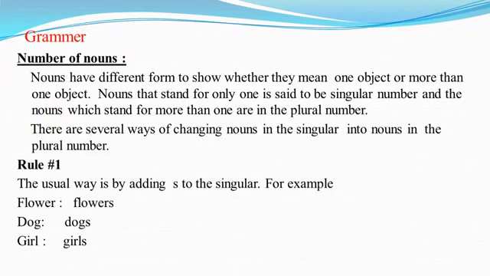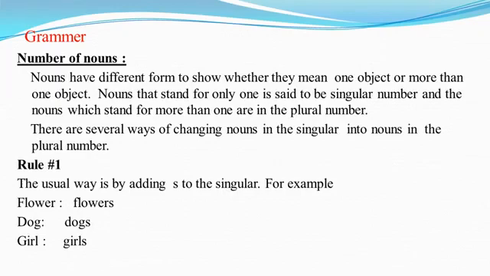Number of nouns. Nouns have different forms to show whether they mean one object or more than one object. Nouns that stand for only one are said to be singular number, and the nouns used for more than one are in the plural number. There are several ways of changing nouns in the singular into nouns in the plural number.